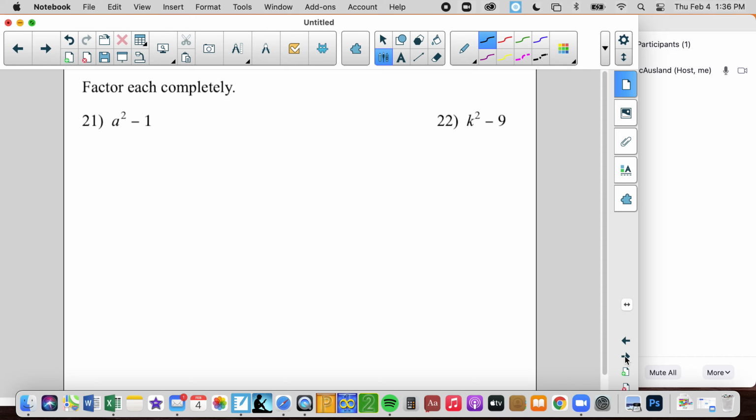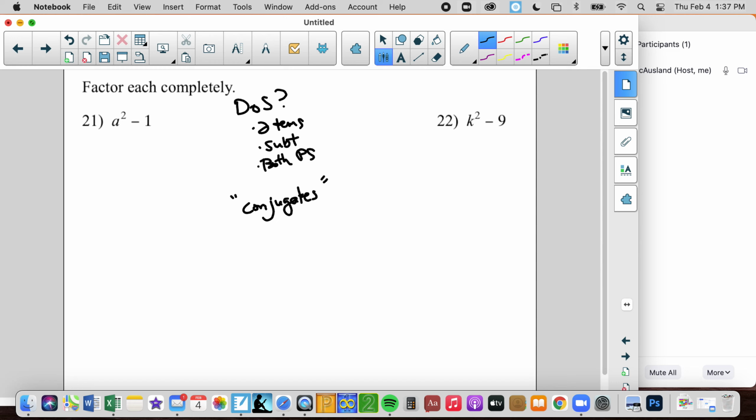All right, 2 terms. So we're asking, is it the difference of squares? 2 terms, subtraction, and are both perfect squares? And we get yes, yes, and yes. So I know that this is difference of squares. Difference of squares produce conjugates. Conjugates are identical, yet they have opposite signs.